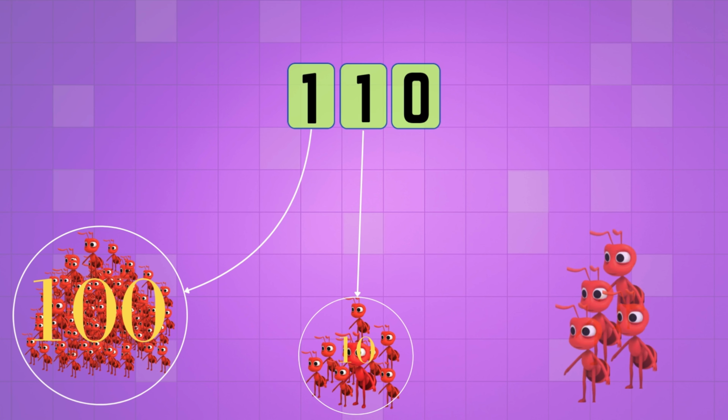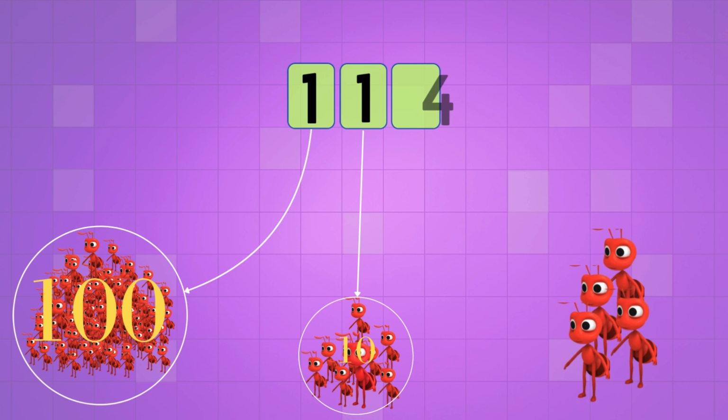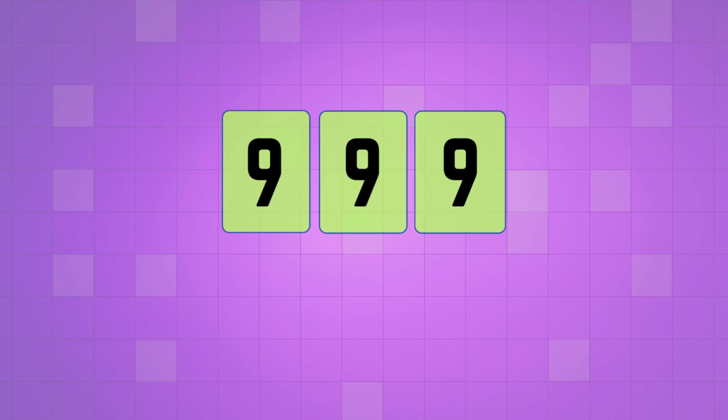Now let's add 4 more ants. We just put them in the ones place because they're still individual ants. And here's another fun fact. We only add a new place value box when the number gets too big for the ones we already have.